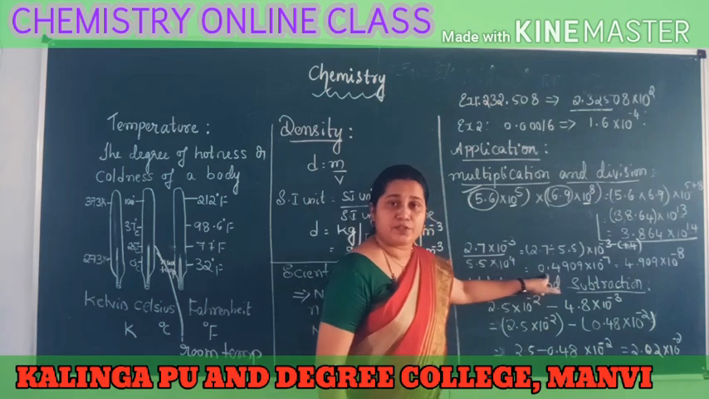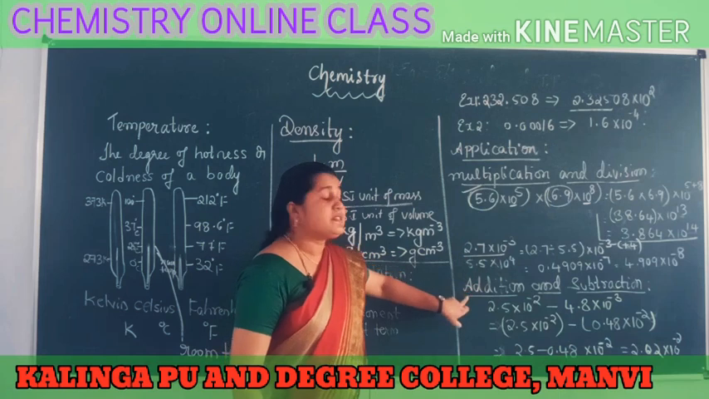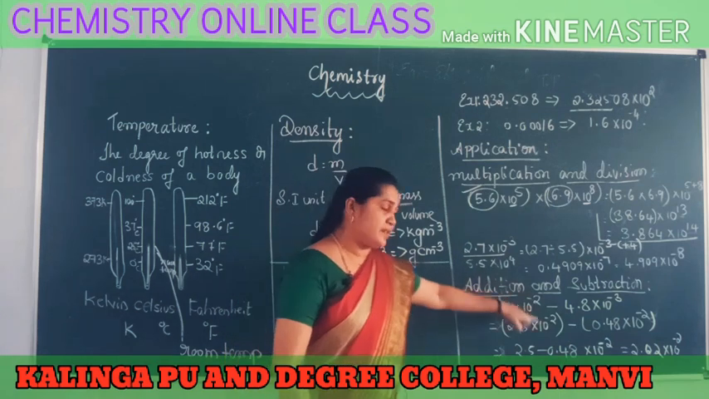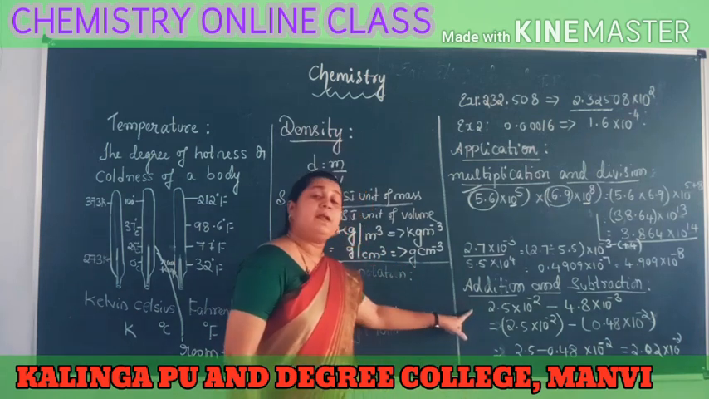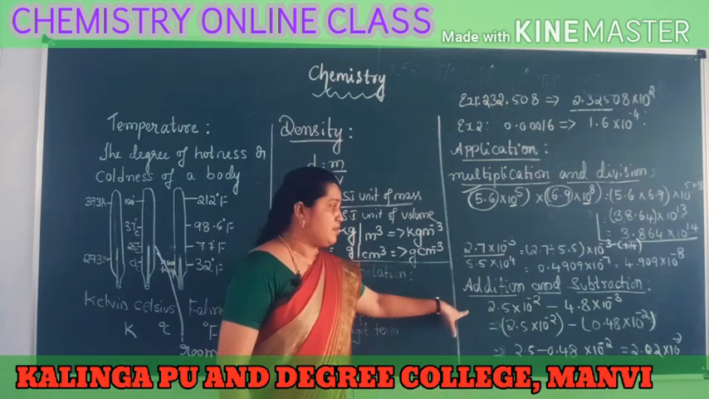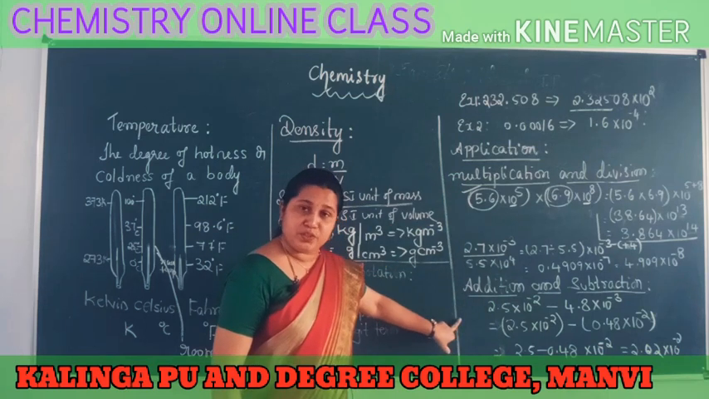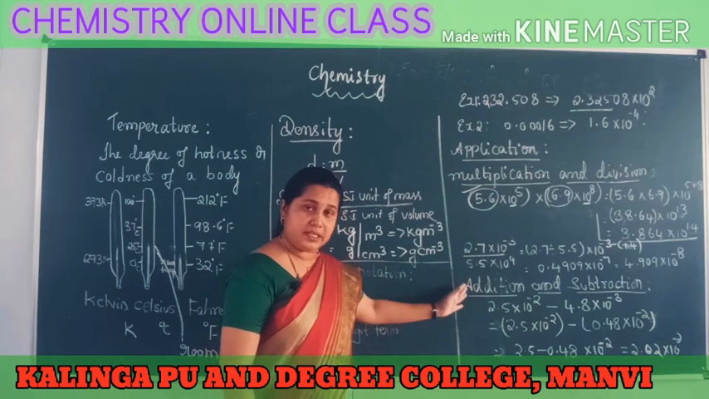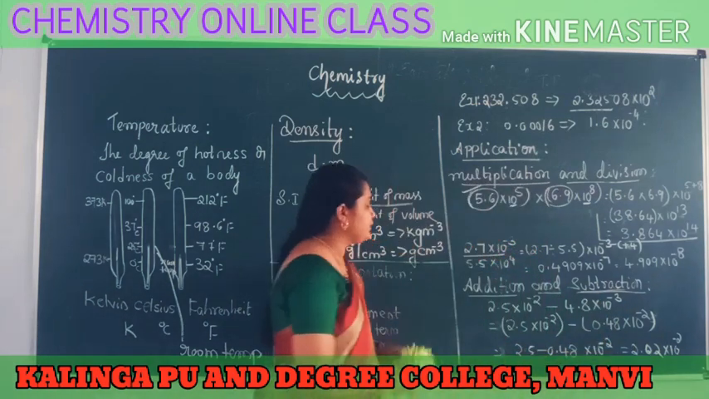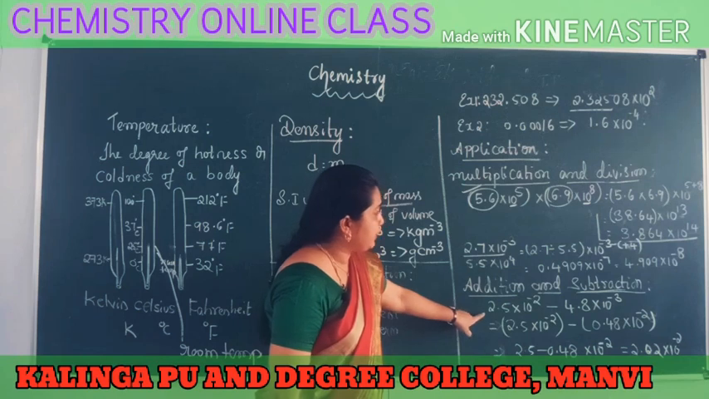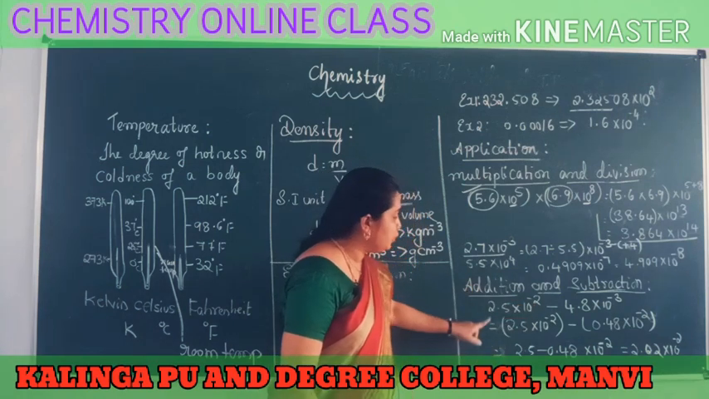2.5 into 10 power minus 2 is one term, 4.8 into 10 power minus 3 is the other term. These two terms you have to subtract. When we are applying the addition operation or the subtraction operation, you have to remember one thing. What is that one thing? The term which is common: here 10 you can see, here also 10. The exponent terms, when you are applying addition and subtraction, they should be common. The exponent term should be the same.